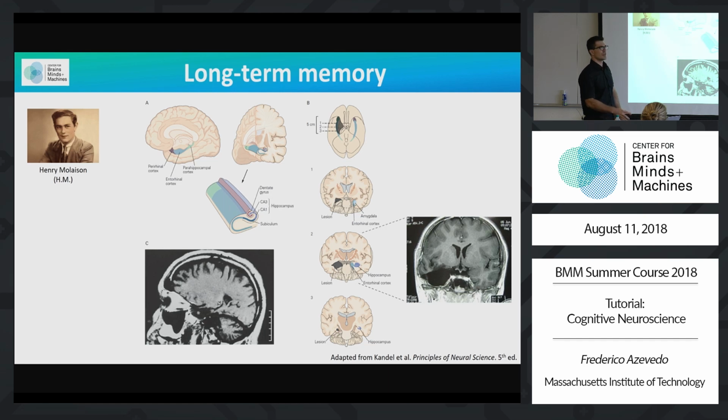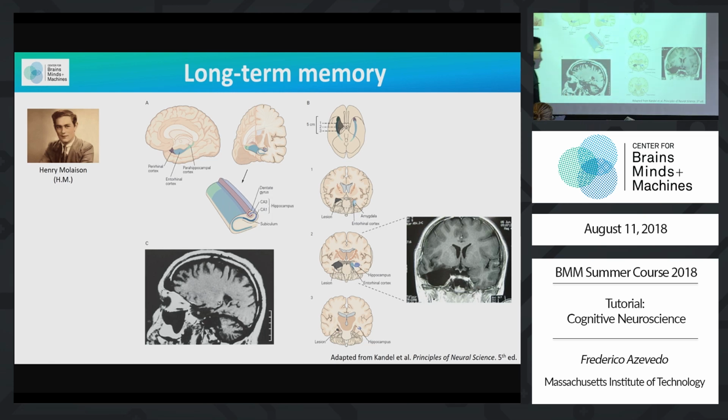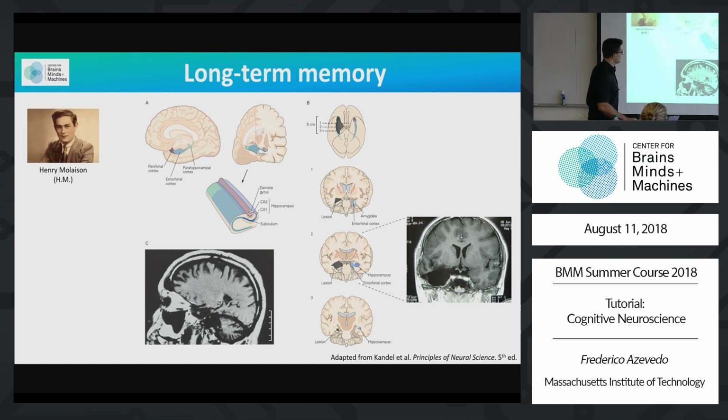Basically, there was a nurse that would come every day to talk to him, and he would introduce himself every time and ask, who are you? So he could not learn anything. And in this picture, you can see more details of the regions that were removed. So 1, 2, 3 are basically slices of the brain to see how big the removal was.